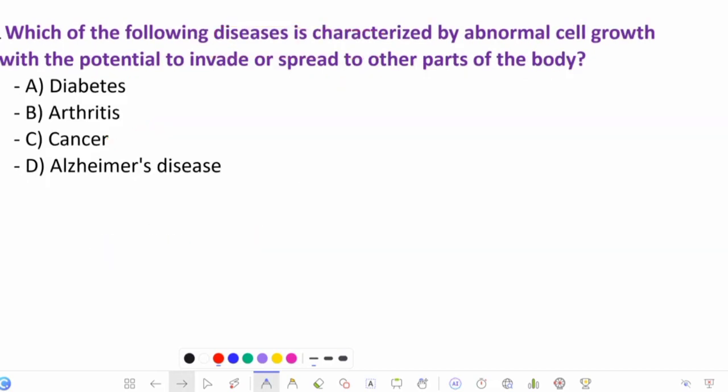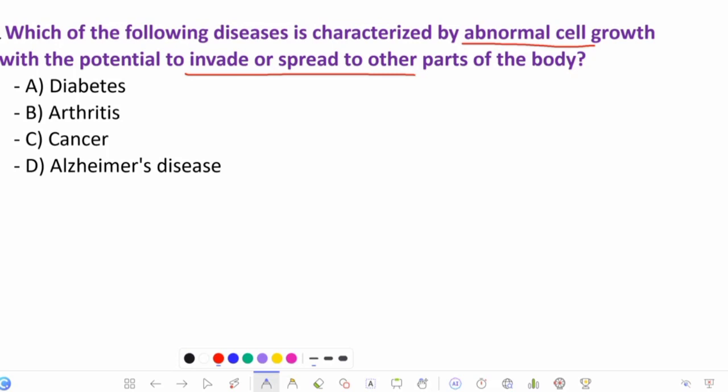Next one, which of the following diseases are characterized by abnormal cell growth with the potential to invade or spread to other parts of the body? Again there are two conditions. Number 1, abnormal cell growth. What does it mean? Cells normally divide in a controlled way. But if a cell is dividing abnormally, not in a controlled manner, not under the control of our body, it is a condition. And number 2, it will spread to other parts of the body.